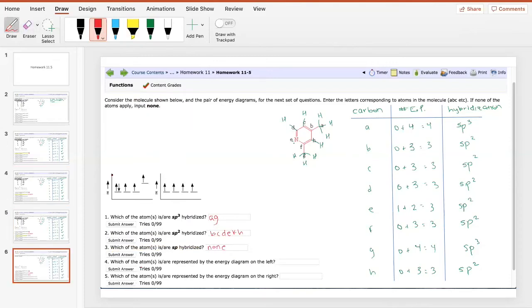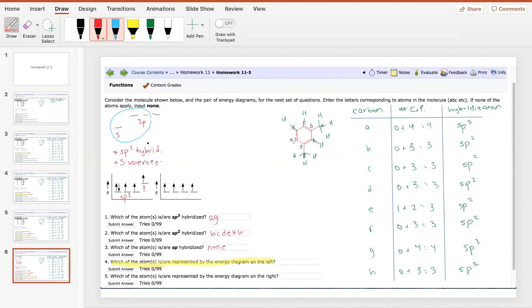Number 4 asks us which of the atoms is or are represented by the energy diagram on the left. So typically when these energy diagrams start out, we have 1 s orbital and 3 p orbitals. Here we can see that we have mixed 3 of these orbitals in total to all be the same energy, so that's these, and one of them has stayed the same energy that it started. So if we mix 1 s orbital and 2 p orbitals, what we end up getting out of that are sp2 orbitals, and what's remaining is a p orbital.